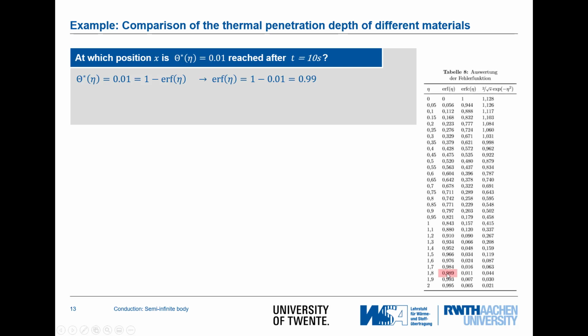Looking in the table will tell us that the error function of eta with a value of 0.99, this is nearly 0.99, is then equal to 1.8. So the value of eta is 1.8, and now we have to translate this value of eta to a dimensional coordinate. How do we do that?